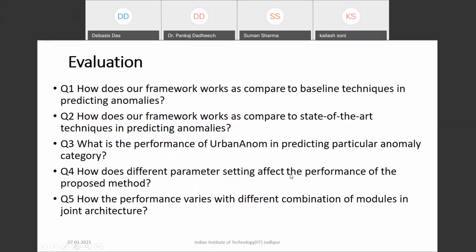Okay, then how does the performance vary with different combinations of the module join architecture? If you only consider the urban anomaly, then it's okay. If you consider the road anomaly, also road traffic, you also consider the weather condition, you also consider the point of interest, then this is very basically your integration and how you want to integrate the modules. This is also a challenging job. Okay, so this one is basically a very difficult job in the case of integration.